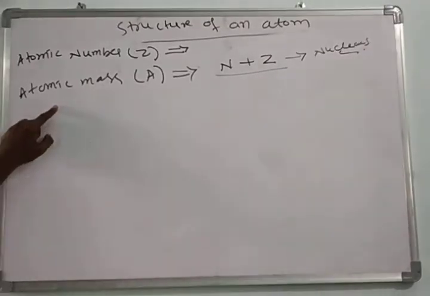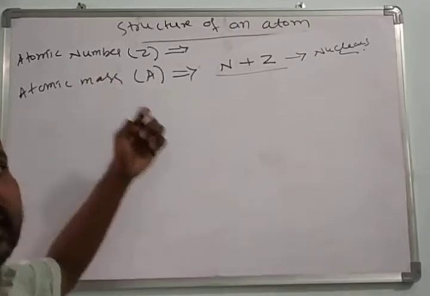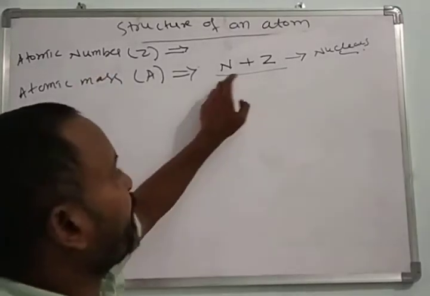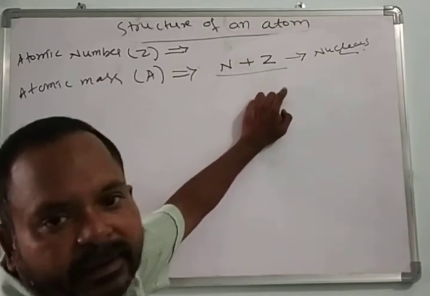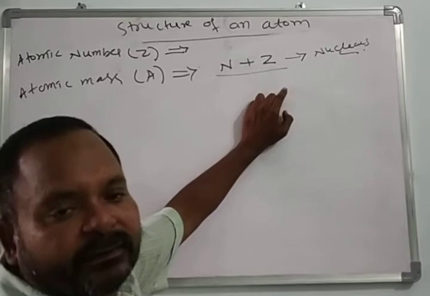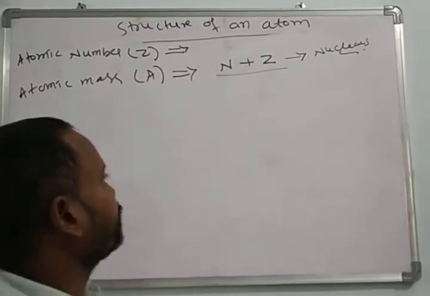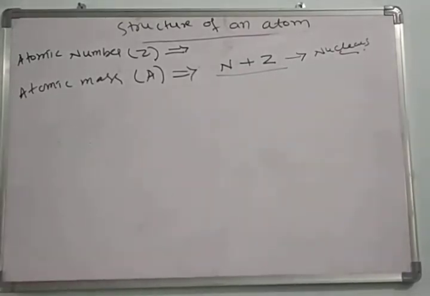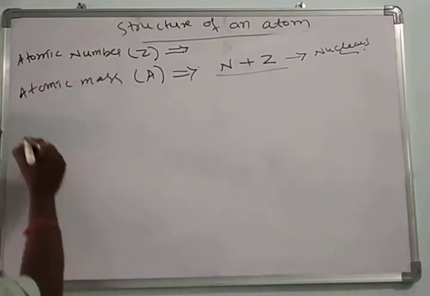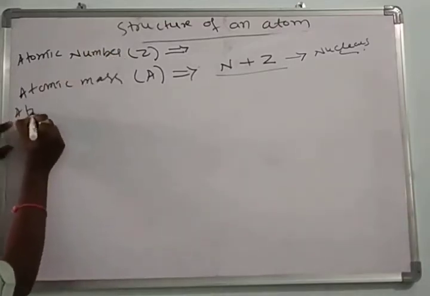According to Rutherford's theory, Rutherford discovered the nucleus of an atom. According to Rutherford, neutrons and protons are always present in the nucleus only. Around the nucleus, electrons always revolve. We'll see those models also in continuation. Atomic number and atomic mass. Now, atomic models.